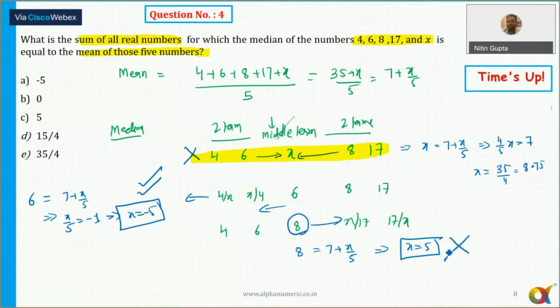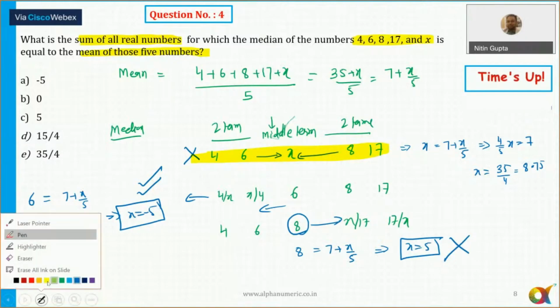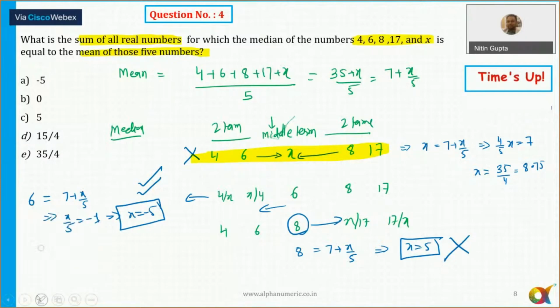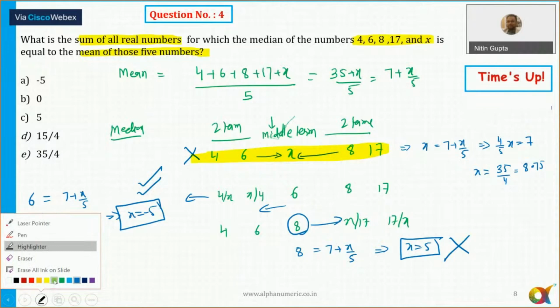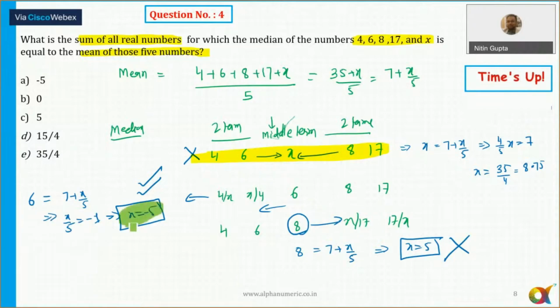So how many values are possible? There is only one value which is possible here, and that value is equal to minus 5. So the answer is minus 5. The question is sum of all real numbers. There is only one real number, and that real number is minus 5. So the answer is going to be minus 5.